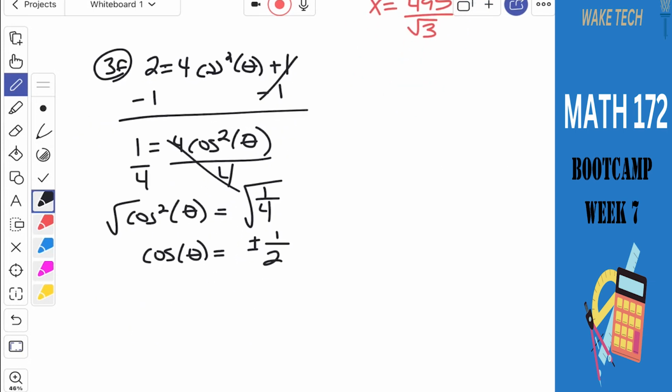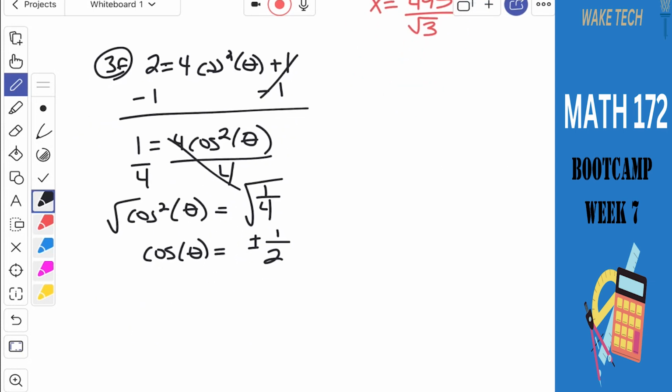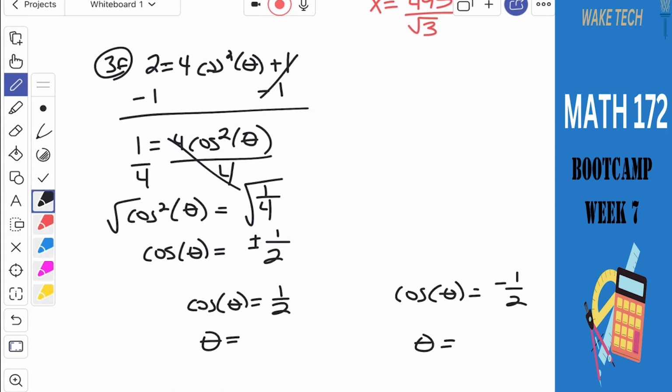Okay. So what this is actually telling us is 2 things: that cosine theta equals 1/2 and that cosine theta equals negative 1/2. So we need all of the angles between 0 and 2 pi that have cosine ratios of 1/2. Those angles are pi over 3 and 5 pi over 3. We need all the angles around the circle to have cosine ratios of negative 1/2. Those are 2 pi over 3 and 4 pi over 3.